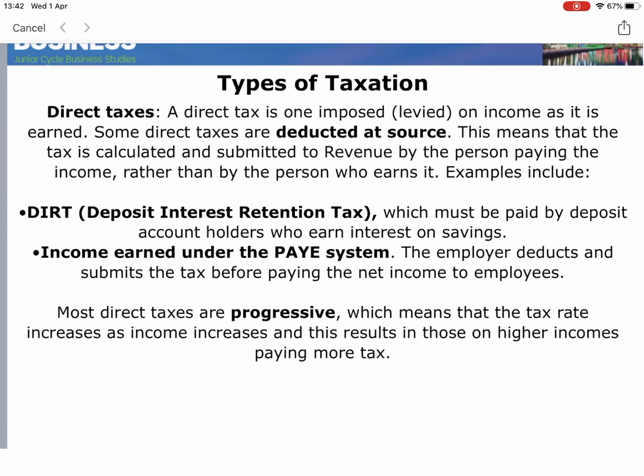If you remember from earlier on, if we go back up here, you see here, most direct taxes are progressive, which means that the tax rate increases as income increases, and this results in those on higher incomes having to pay more tax. So the more money you earn, gents, the more income tax that you must pay. If the tax rates differ depending on how much income you earn, it's known as a progressive tax.